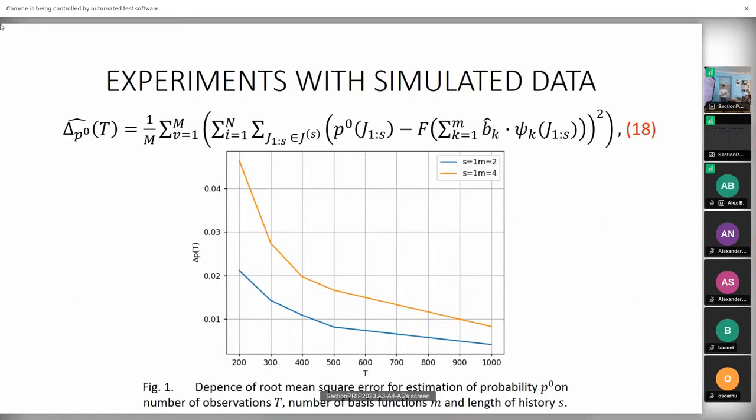Experiment with simulated data. We estimate the dependence of root mean square error of the estimation on the number of observations T, the number of basis functions M, and the length of history. This is shown in figure 1. On figure 1, you can see that with increasing time T, the error decreases.